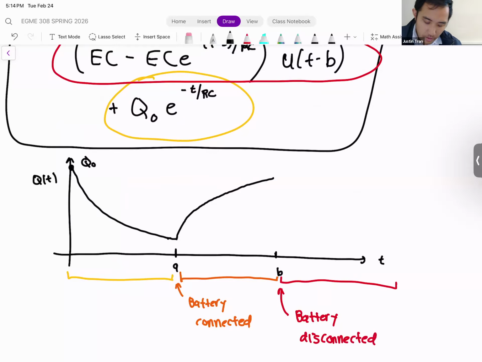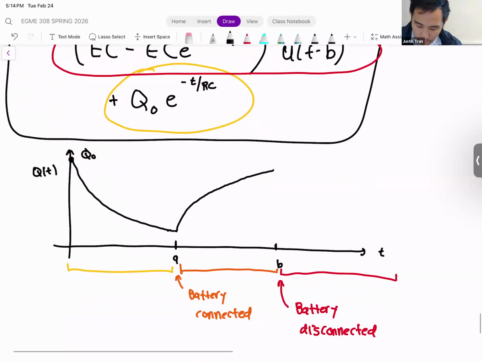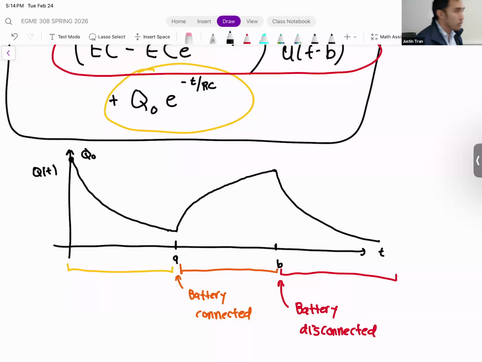And so when you plot everything together and punch it all in, it starts to look like this. And it does exactly what you expect. Once the battery is disconnected, the capacitor will start to discharge. So we have a section of our graph that looks like our first section.